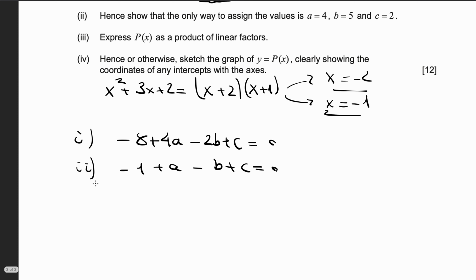Now I'm going to solve this simultaneously, so I'm going to multiply the second equation by a negative. I'm going to cancel out the c because we want to find an expression for b in terms of a. So -8 plus 1 is -7, then 4a minus a is plus 3a, minus b equal to 0. So b is equal to 3a minus 7.